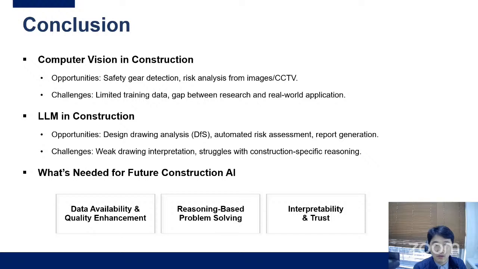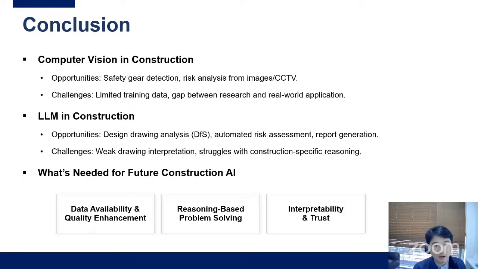Today, I shared opportunities and challenges of computer vision and LLMs in construction. I would like to conclude by highlighting what's needed for future construction AI.